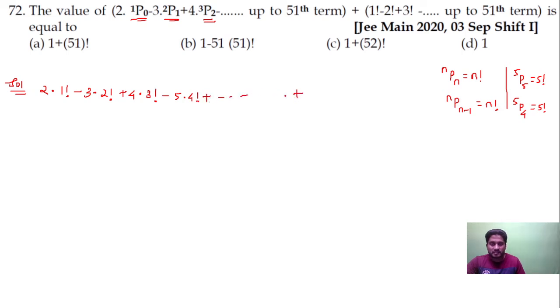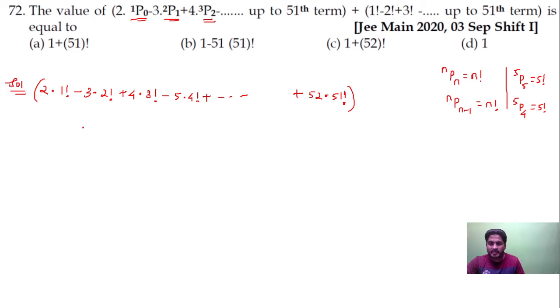Now the last term is plus. The first term is positive, the second term negative, the third term positive, the fourth term negative, the fifth term positive, so the 51st term will be positive. So you will get this as 52 into 51 factorial. This 51 factorial I'll keep as it is. Take this in a bracket.